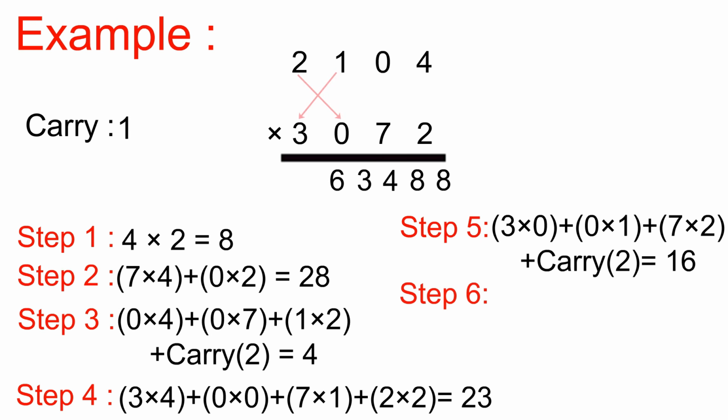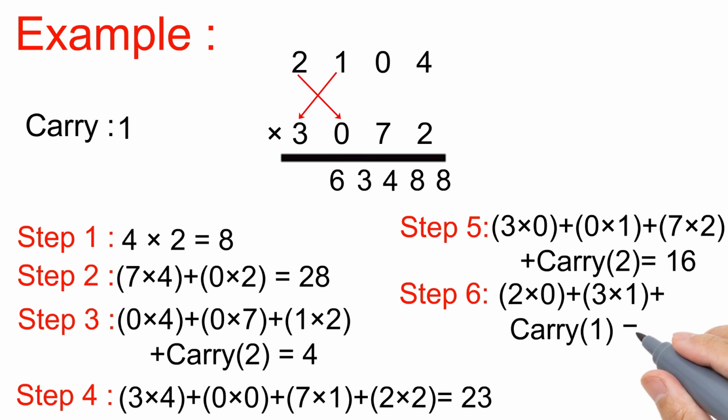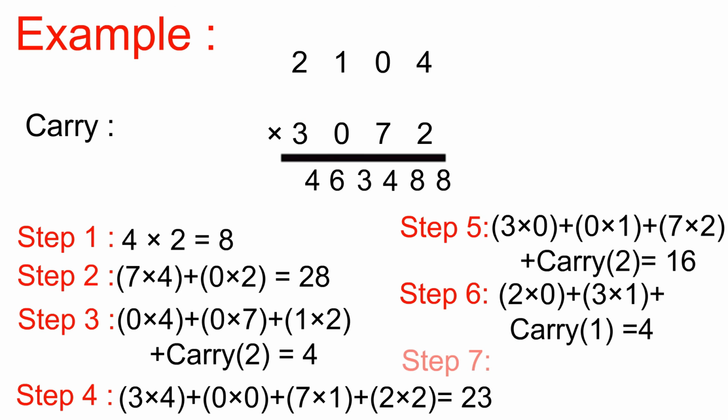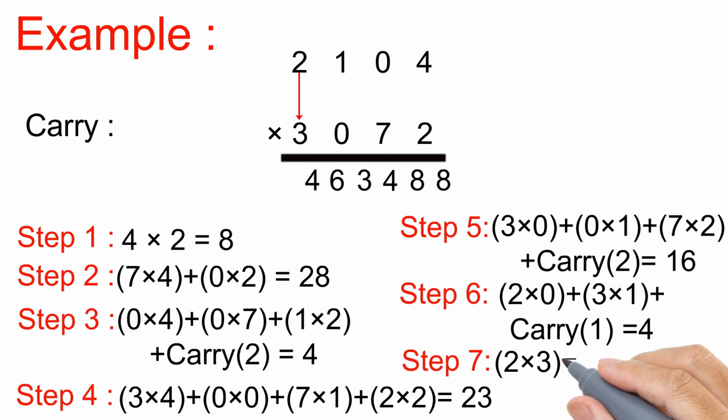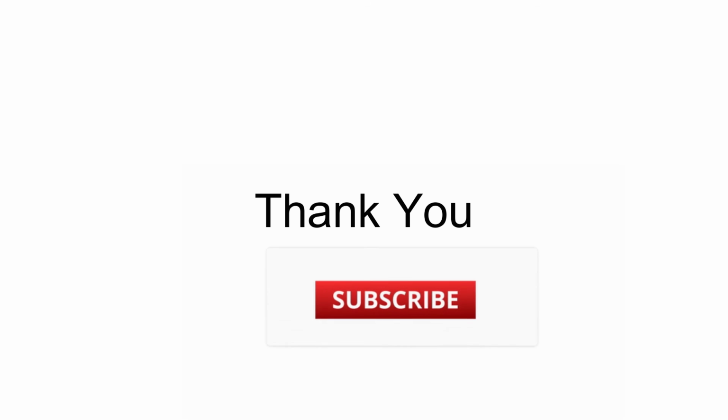Step 6, 2 into 0 plus 3 into 1 plus carry 1 is equal to 4. Step 7, 2 into 3 is equal to 6. So the final answer is 6463488.